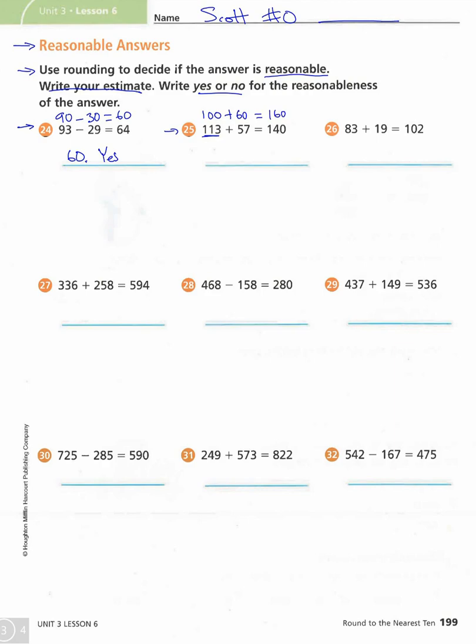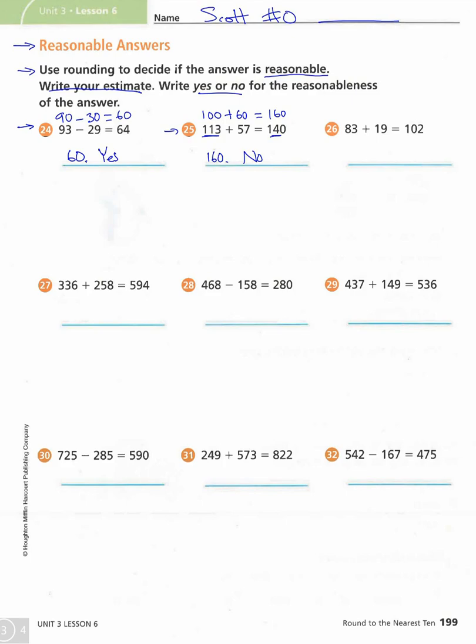Well, now that's, to me, pretty far away from 142. So my rounding, my estimate is 160, and I'm going to say no on that one. That one's pretty far away. It's 20 away from what the answer is. They're saying the answer should be 140, and we're saying the answer should be closer to 160, and that's pretty far away. So that's not a reasonable answer that they gave us.